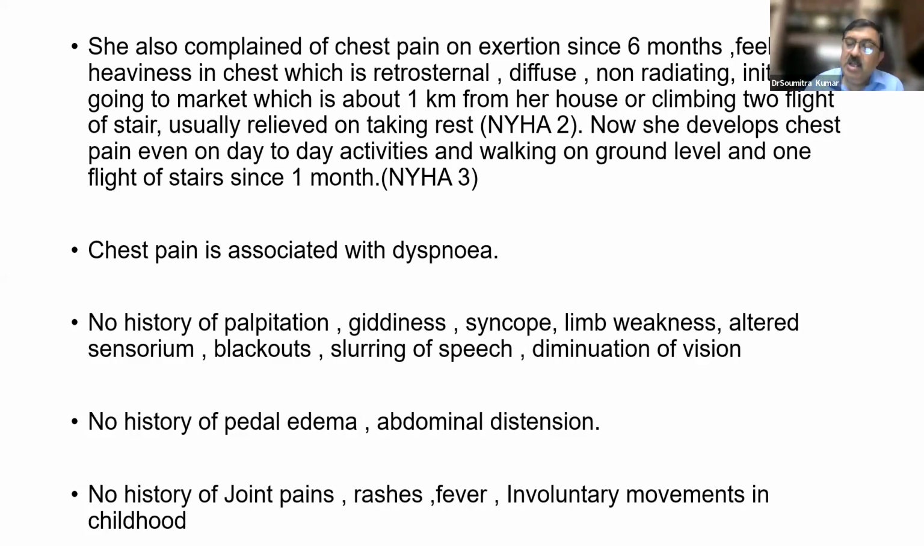No, what is the usual sequence? Of course, individual variations can occur. What is the usual sequence of symptoms in a case of bicuspid aortic valve? Sir, first angina, then syncope, and then dyspnea.